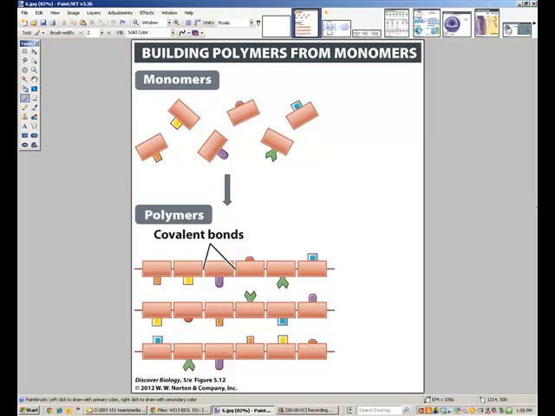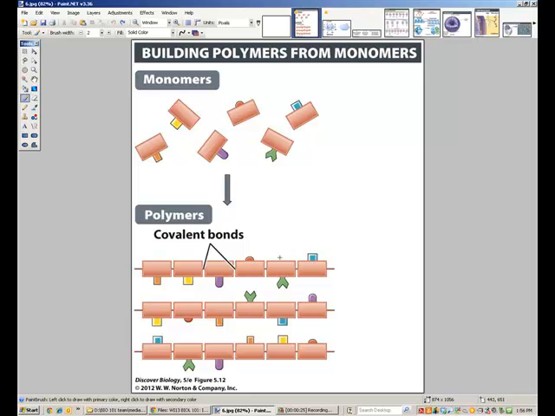This lecture is going to focus on organic polymers, and that term might sound foreign to you, but you actually know what these are. These are things like carbohydrates and proteins, lipids, which are fats, and nucleic acids like DNA, RNA.